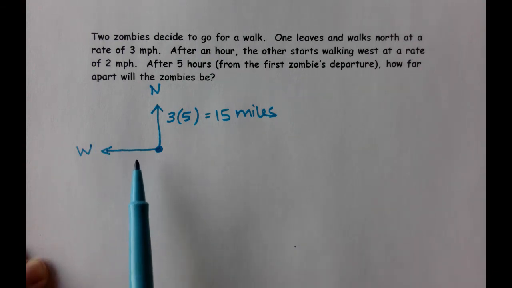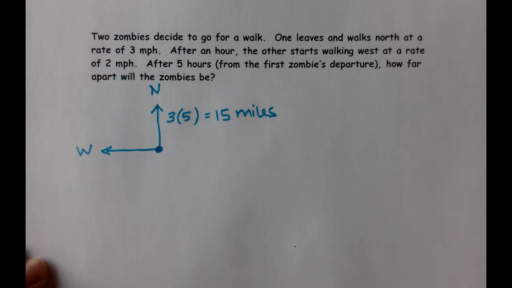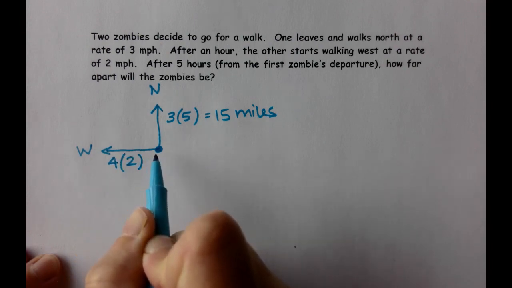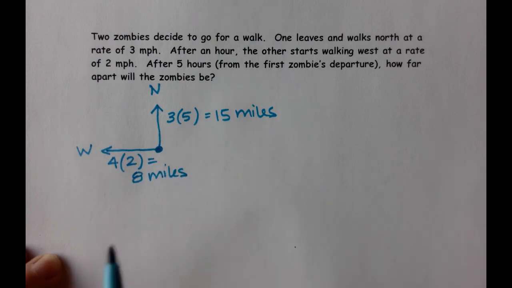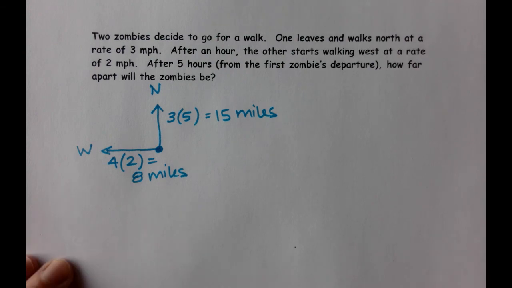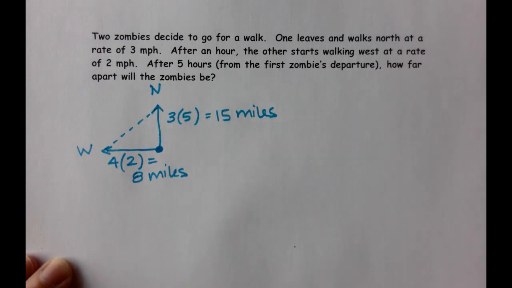The second zombie, walking west at 2 miles an hour, that one really only walks 4 hours because it had a 1 hour delay. So we have 4 hours times the 2 miles per hour rate that it walks at, and that means that that one will travel 8 miles. And if your diagram is like mine, it's not really to scale, but we do have a northward distance of 15 miles and a westward distance of 8 miles. And once you have those two distances, then we can find the distance between the two zombies.